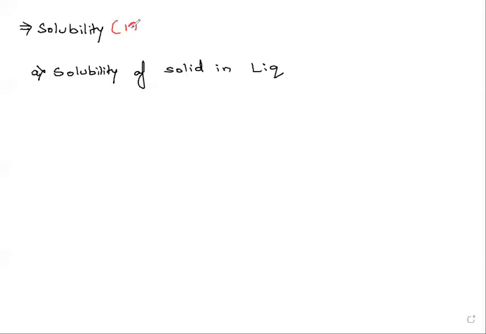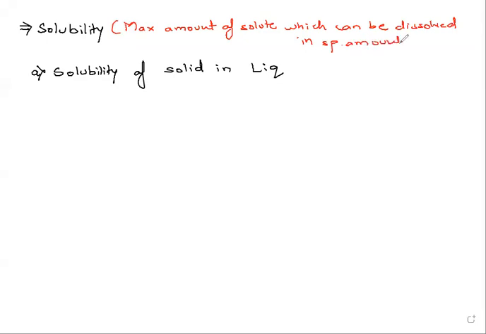So we can write as what? Solubility is the maximum amount of solute which can be dissolved in specific amount of solvent. That indicates solubility.